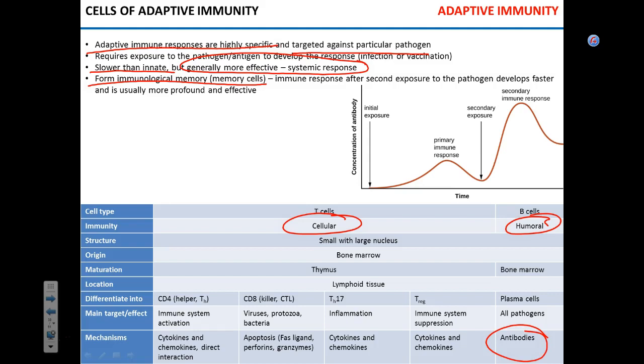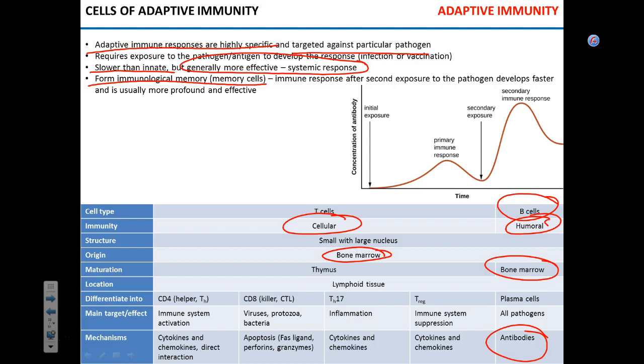Antibodies are proteins. Proteins are water soluble. So humor, from Greek, means liquid. So humoral means in the liquid, in the fluid. And antibodies are in the plasma, so therefore humoral. Cells that mediate humoral responses are B cells. They are produced and mature in bone marrow.